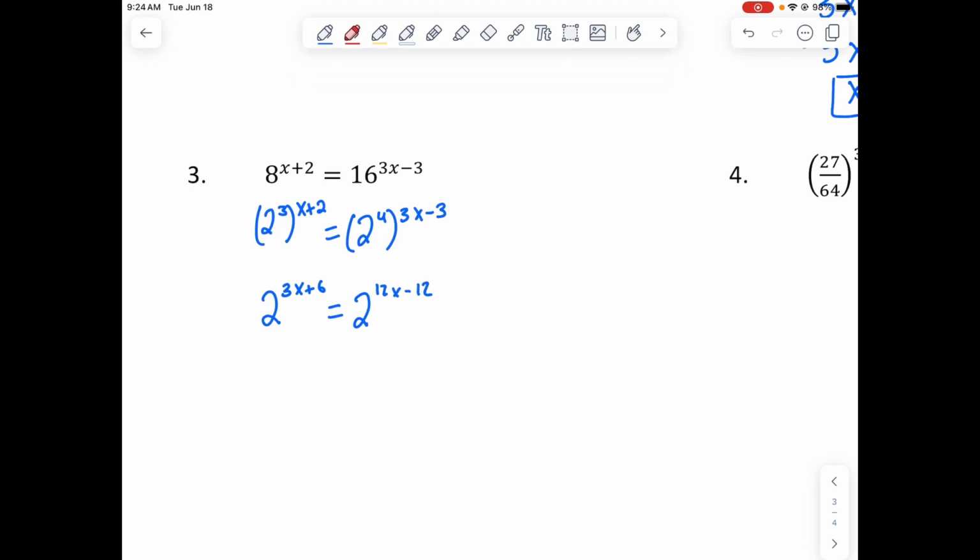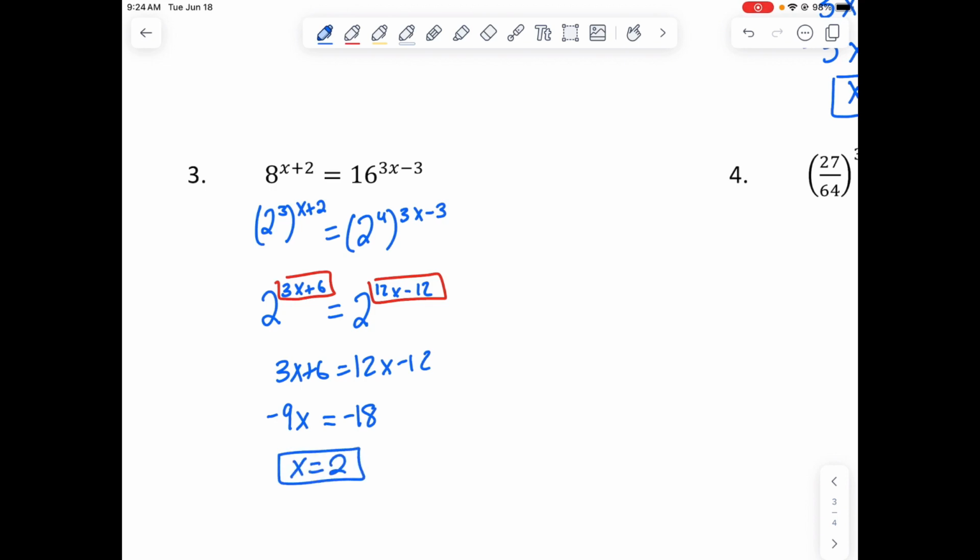So now we'll set the exponents equal to each other. We have 3x plus 6 equals 12x minus 12. Move the x's to the left, so I get negative 9x. Move the constants to the right, so I get negative 18. And when I divide, I get x equals 2 here.